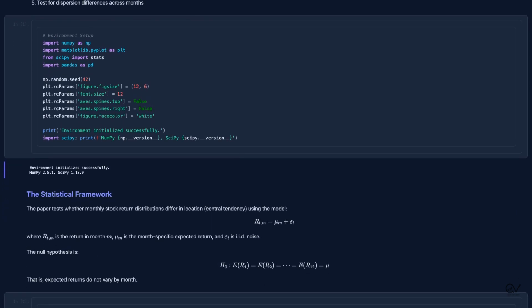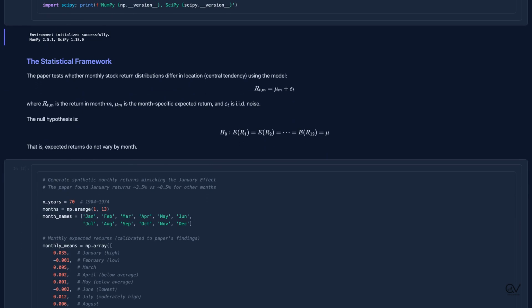We use our standard scientific Python stack, NumPy, SciPy, Pandas, and Matplotlib, with a fixed random seed for reproducibility. The Matplotlib settings give us clean publication quality figures matching the paper's analytical style.